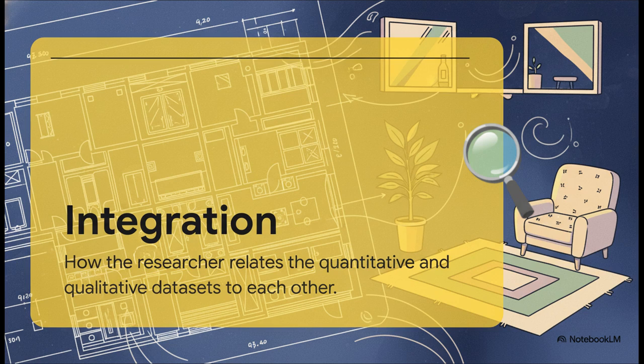The magic word here is integration. This is really the secret sauce of mixed methods. See, it's not just about grabbing two different kinds of data and sticking them in a report. It's about strategically making them talk to each other. It's how you make that blueprint and that interior design plan actually work together to create one unified vision.